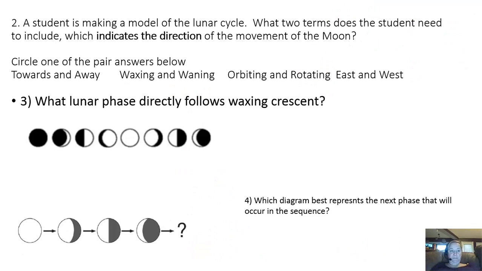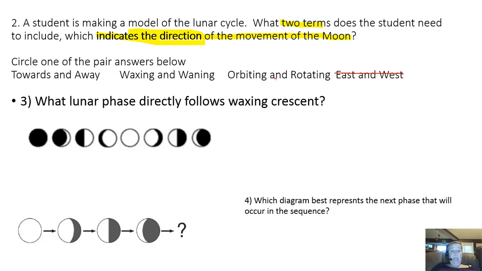All right, good job. Let's take a look here. I'm going to get my highlighter out. A student is making a model of the lunar cycle. What 2 terms does a student need to include which tells you the direction of the movement of the moon? Well, it includes the direction of the movement of the moon. So what can I get rid of? Well, I can get rid of east and west.